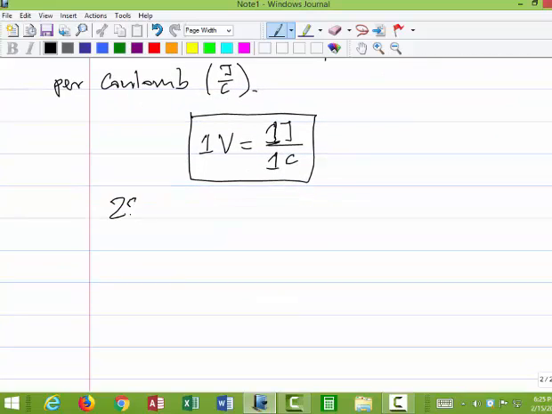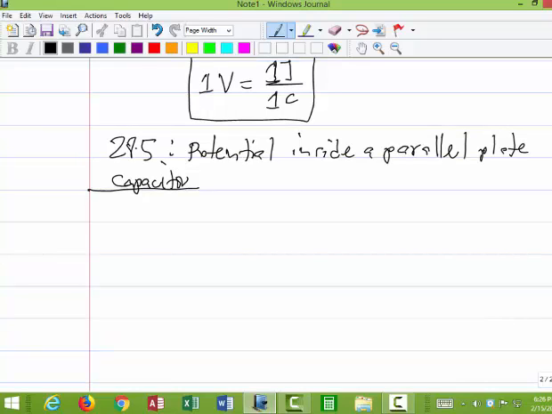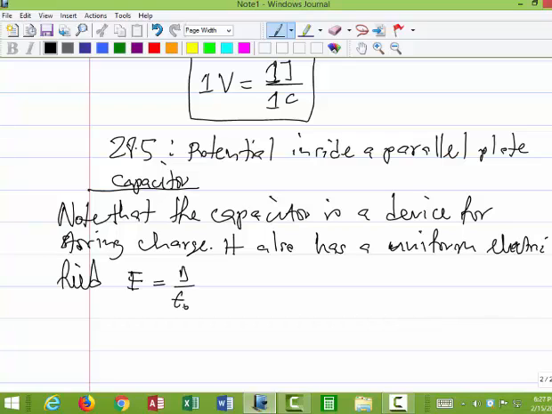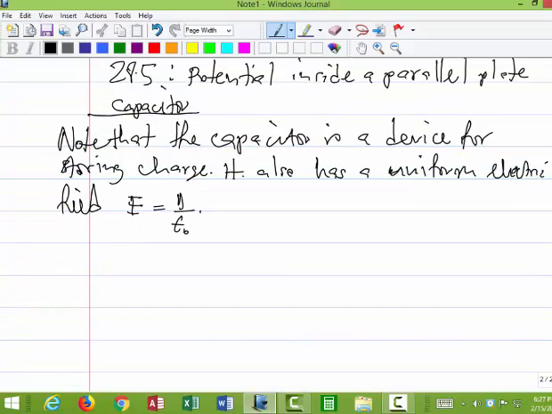So in 28.5, potential inside a parallel plate capacitor. We've already talked about capacitors at some point, and we said a capacitor is a device for storing charge. It also has a uniform electric field. So it stores charge. And the electric field in between the plates of the capacitor is eta over epsilon naught, if you recall. It's a uniform electric field. So let's look at a capacitor.